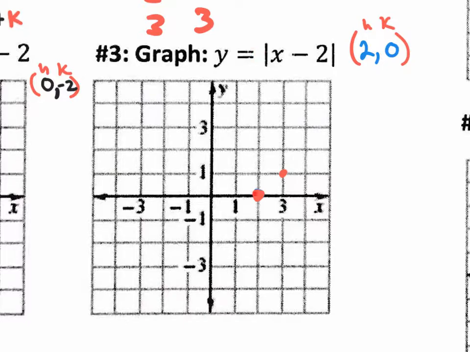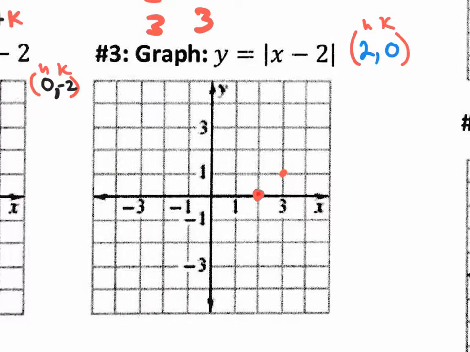Right here, it's positive 1, so it's opening up. That's why if the a value is positive, it's going to open up. If the a value is negative, it's going to open down. Same thing with the slope. If the slope is positive, it's going to go up from left to right. If the slope is negative, it's going to go down from left to right. However, we know that this is going to be a V.